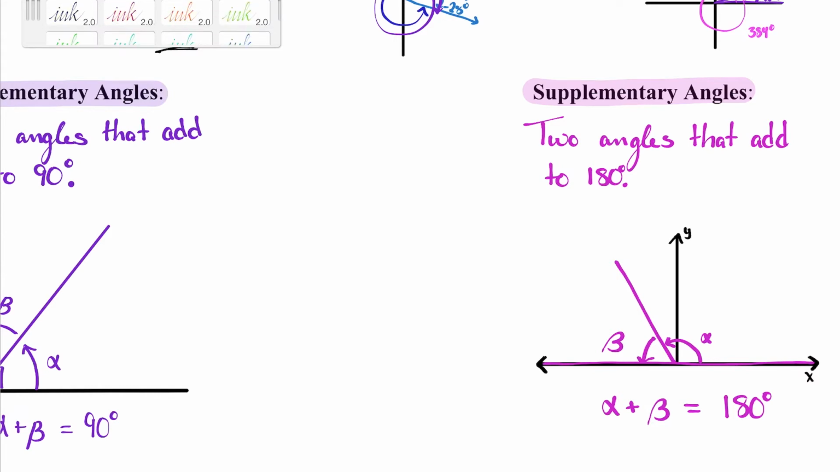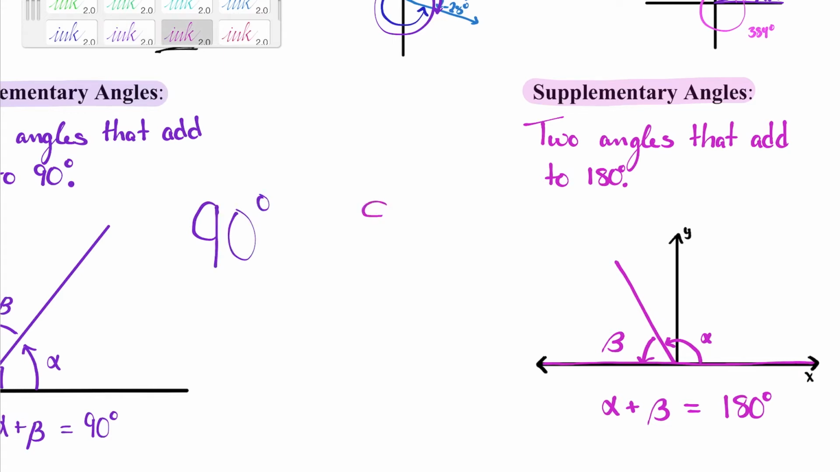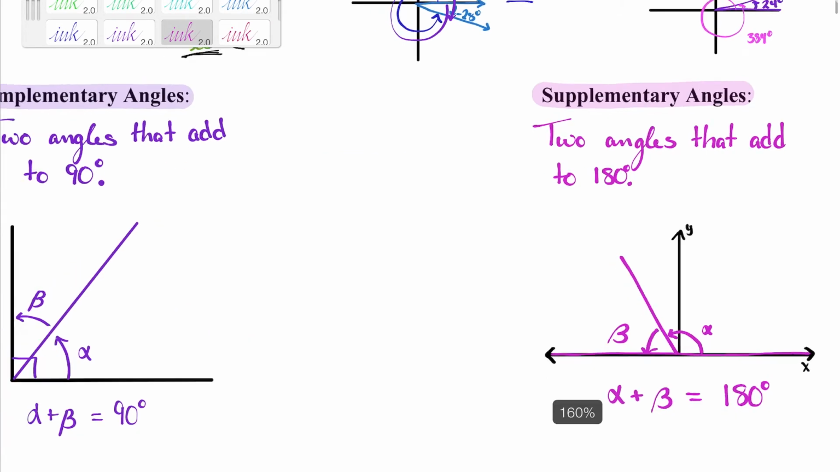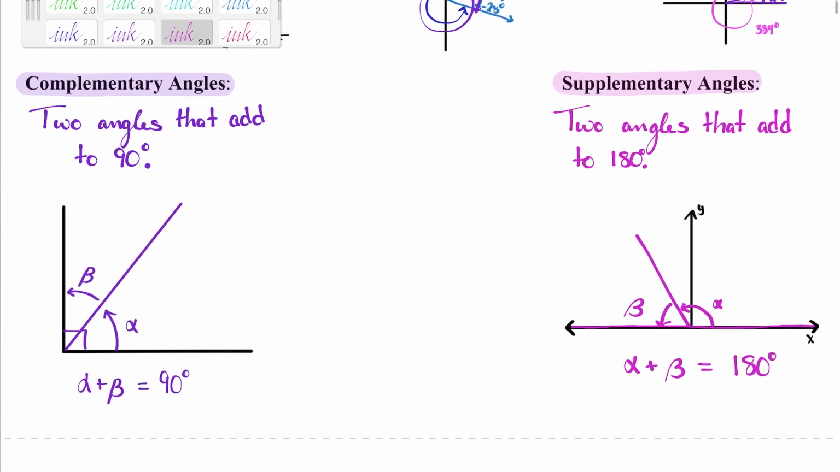So whenever I was in school, the way that my teacher helped me remember this is that complementary is a C and you can make a 90 out of C, and supplementary is S and you can make an 8 for 180. So just a little trick to remember it. It's not something that's super important and it's definitely not mathematical. But it's a nice little trick if you want it.